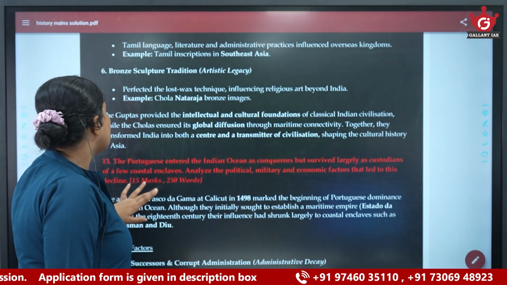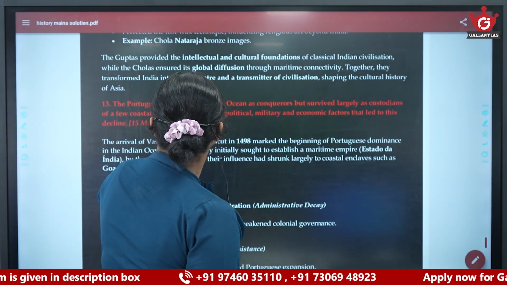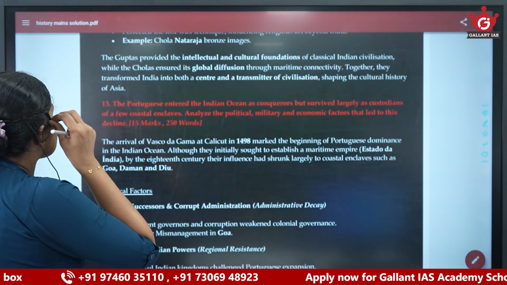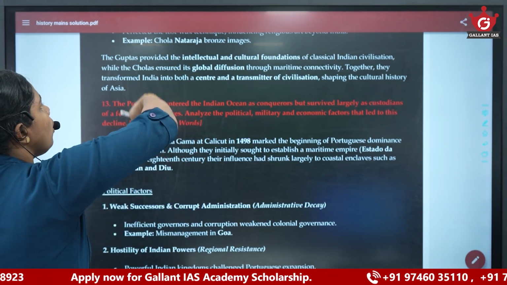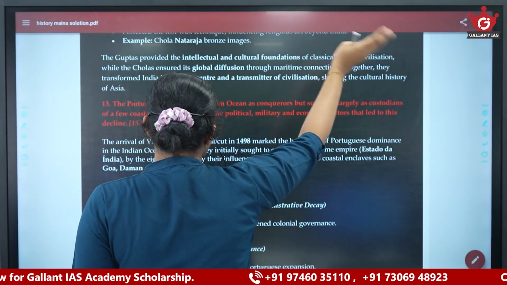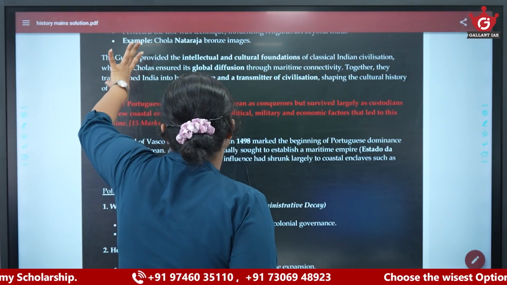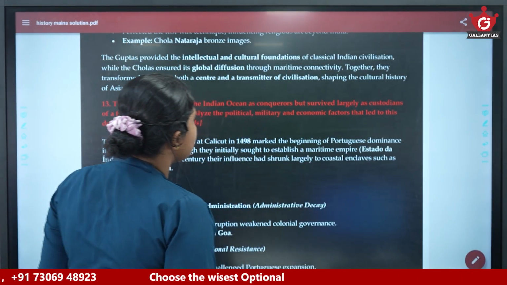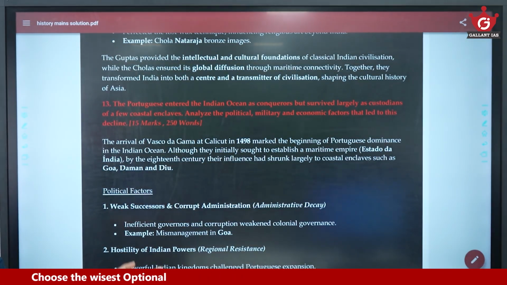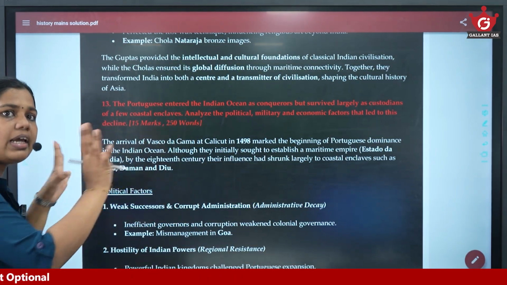So you can effectively conclude it. The Guptas provided the intellectual and cultural foundations of classical Indian civilization, while the Cholas ensured its global diffusion, continuity, etc. Together, they transformed India into both a sender and transmitter of civilization, shaping the cultural history of India. It's a very good conclusion, which is perfectly aligned with the question.